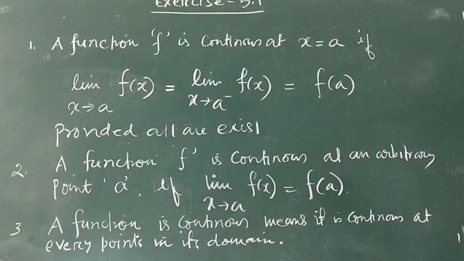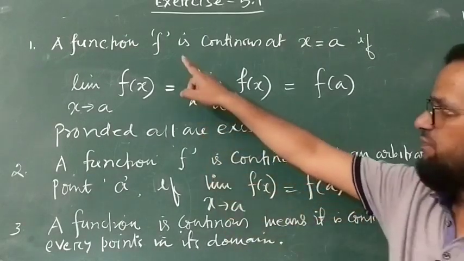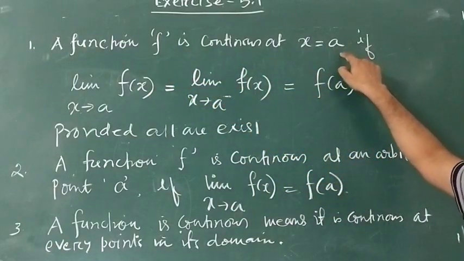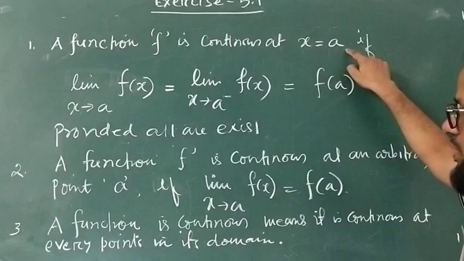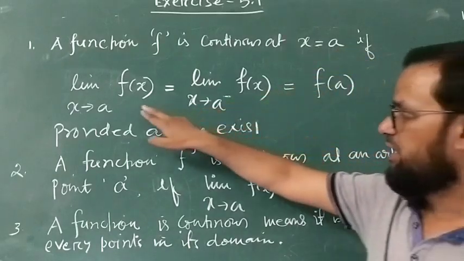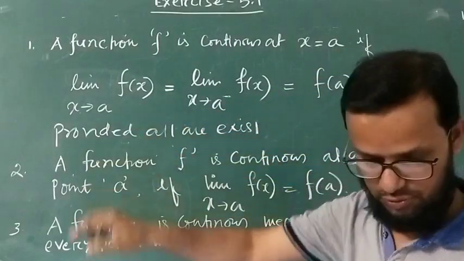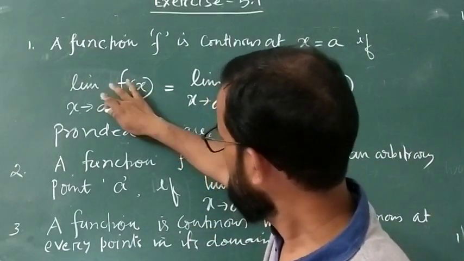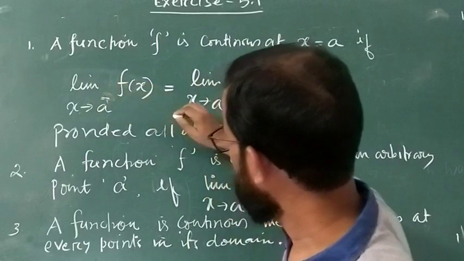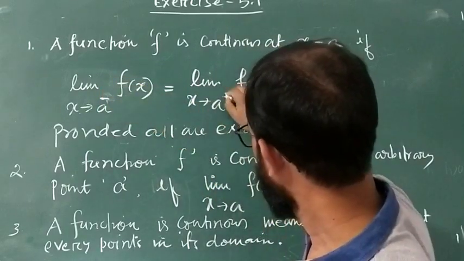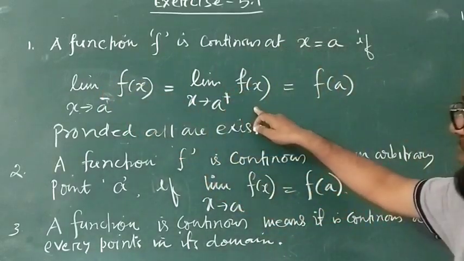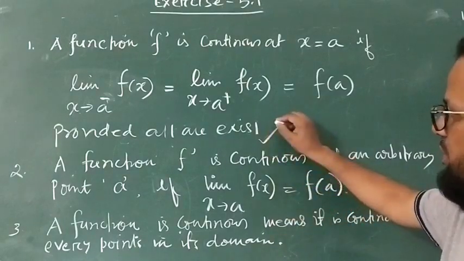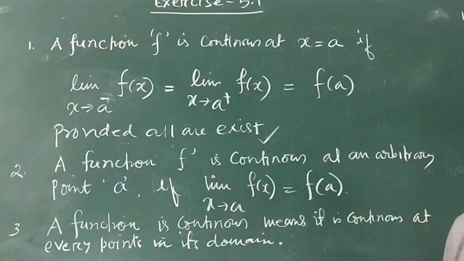The first definition is that a function f is continuous at a particular point a in its domain. Here a is the particular point. The condition is that the limit as x tends to a minus, the left hand limit, is equal to the limit as x tends to a plus, the right hand limit, is equal to the functional value f(a), provided all exist. Very important, provided all exist.